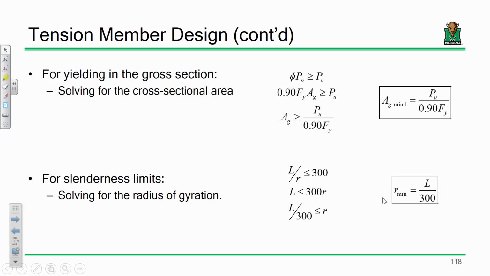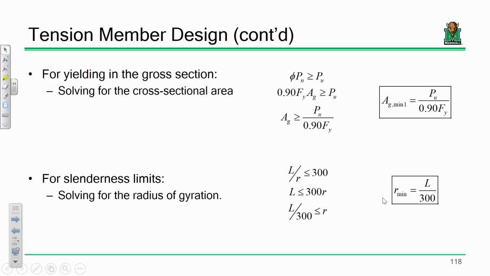That's one. What about slenderness? L over r has got to be less than or equal to 300. Well, what does that mean for member selection? I probably know how long the member is going to be, because if it's in a building and I'm picking that member, I know how long it is. But if I'm in design mode, I don't have a clue what r is, because I don't know what the member looks like. But that's the point. I'm trying to figure out what member I need to pick. So why don't I pick a member whose radius of gyration is at least L over 300 or bigger? Make sense? So the minimum radius of gyration has got to be L over 300.